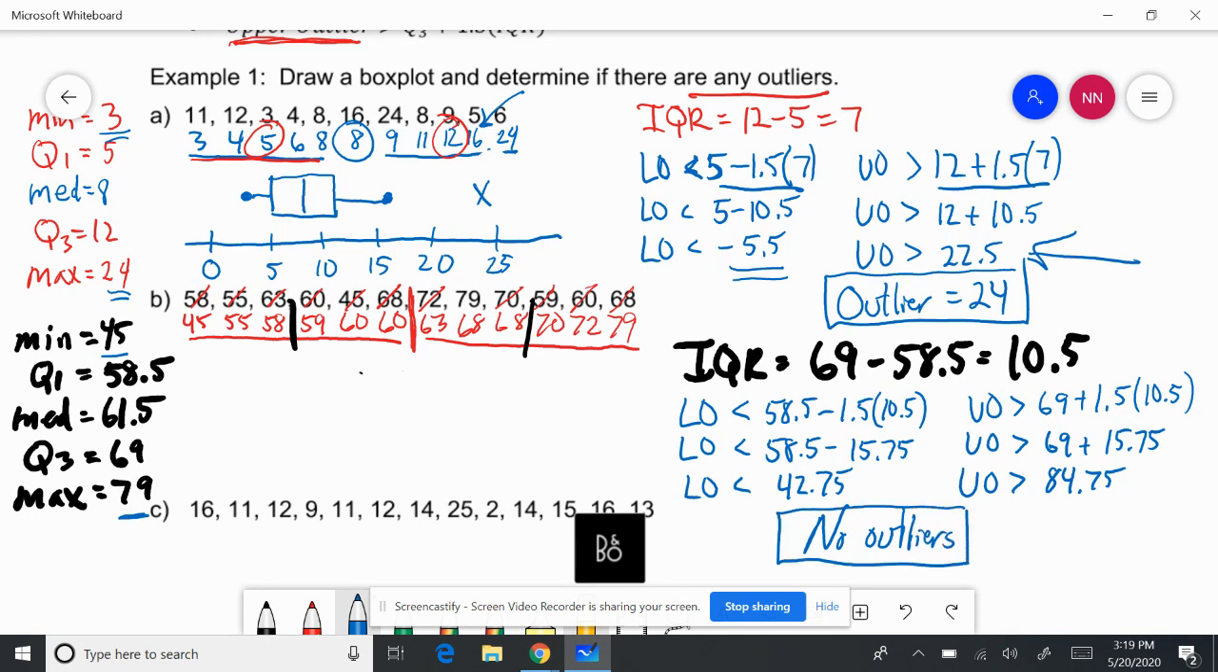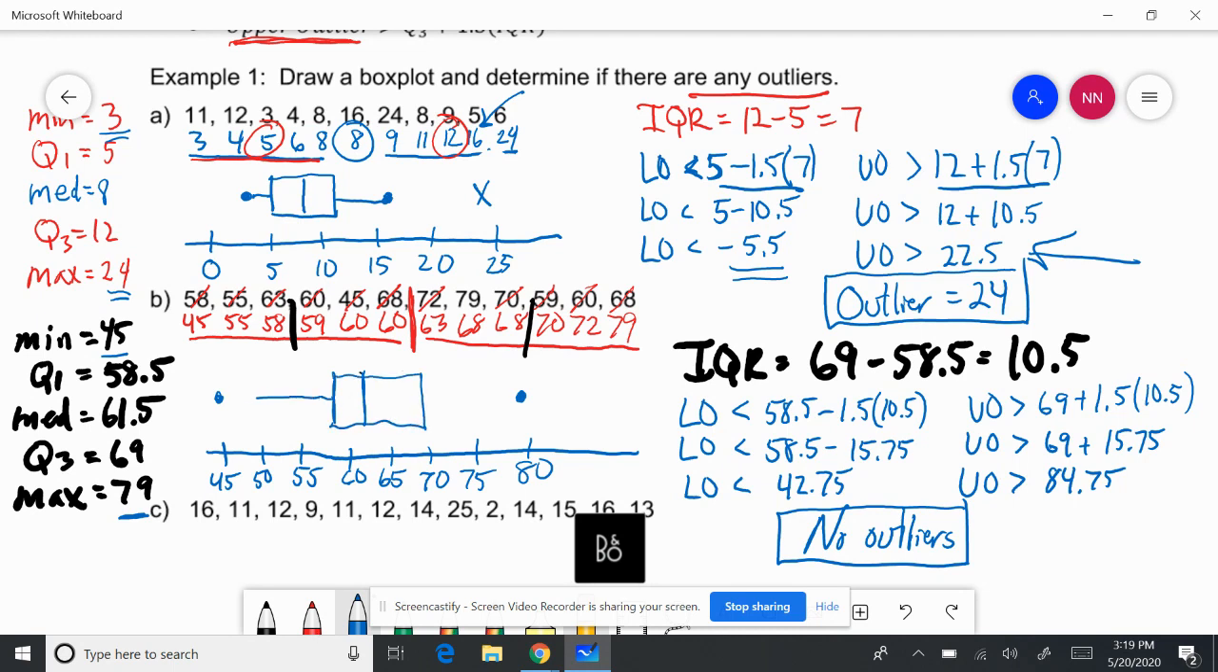So we're going to graph it just like what we did yesterday. We're going to draw our number line. We're going to start with our least value, 45. We're going to go by fives: 55, 60, 65, 70, 75, and 80. We're going to put a dot at 45. We're putting a dot at 79, which is right before 80. We're going to draw 3 lines, one at 58.5, one at 61.5, and one at 69. We're going to make our box. We're going to draw our whiskers, and that right there is our box plot, or our box and whisker.